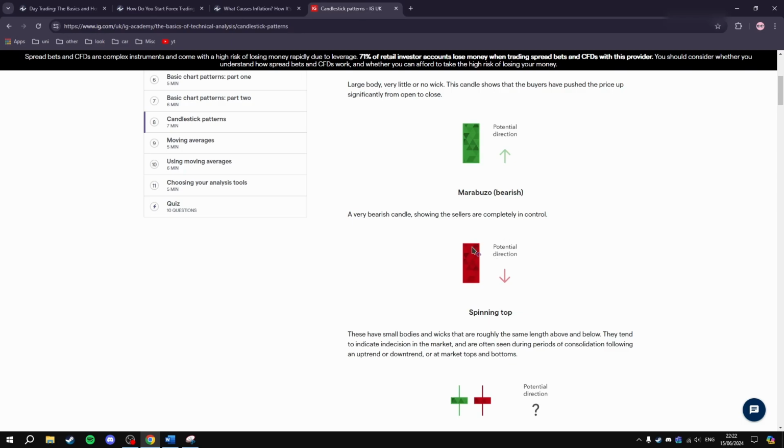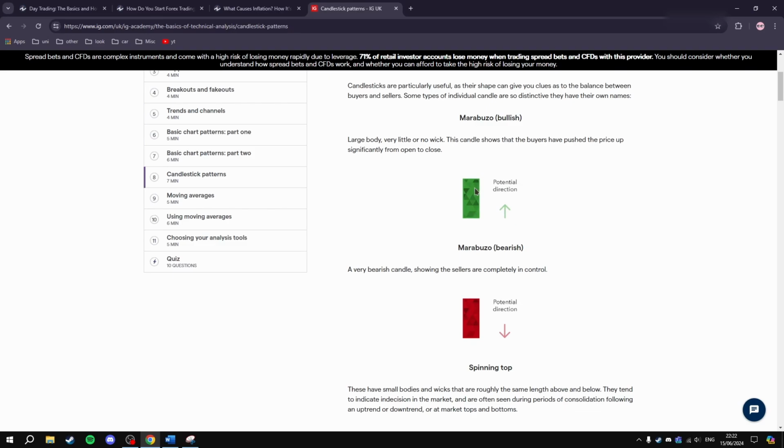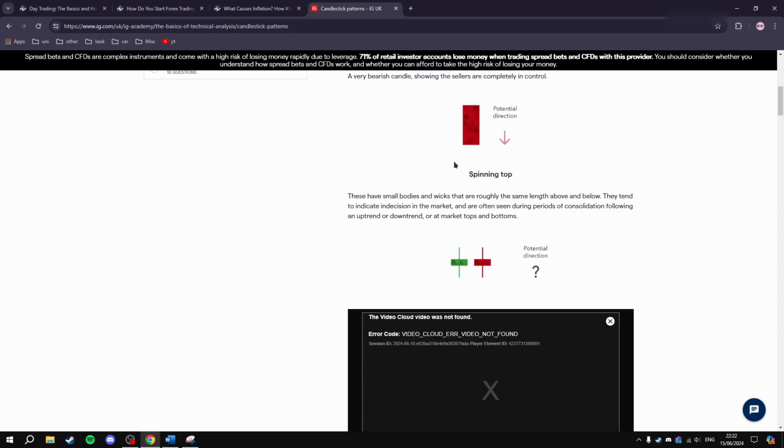So opening, closing. Closing is way below the opening, whereas for this one, opening, closing. Closing is way above the opening. So if the closing is way below the opening, then that means basically no one's trying to buy the asset and everyone's trying to sell it. So there's overwhelming supply and basically no demand.